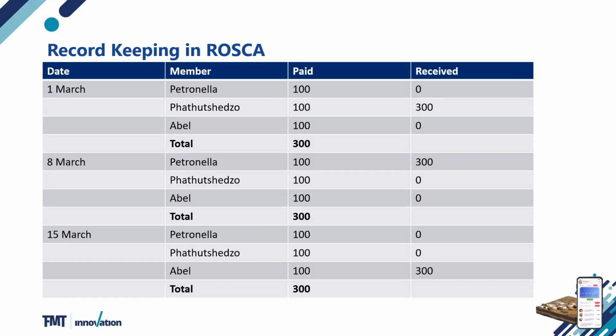So you'll notice that on the first date, and this rotating savings group is obviously weekly, it shows that there were 3 members, Petronella, Pathu, and Abel. They contributed 100 each. So at the end of that week, there would be 300. In that week, that lump sum would then go to Pathu. And then in the second week, again, they will all contribute, and then the money goes to Petronella. In the third week, then that money goes to Abel.